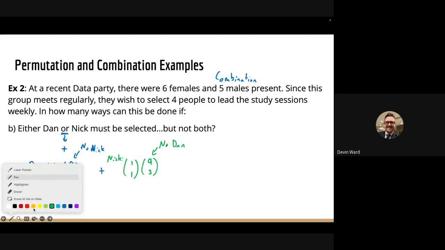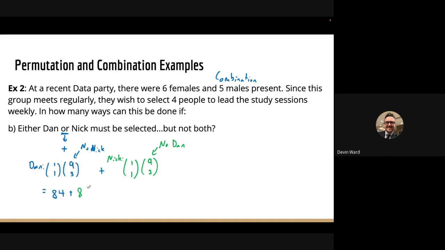Okay. So what we end up having is 9 choose 3, and 1 choose 1 times, remember they're being multiplied here. So that would just be 1. This would be, I believe, 84. Plus, we'd also have 84 from this one because that ends up being the same number, since we're multiplying the same 2 things together. This means we have 168 ways of choosing this committee if we want Dan or Nick, but not both of them.